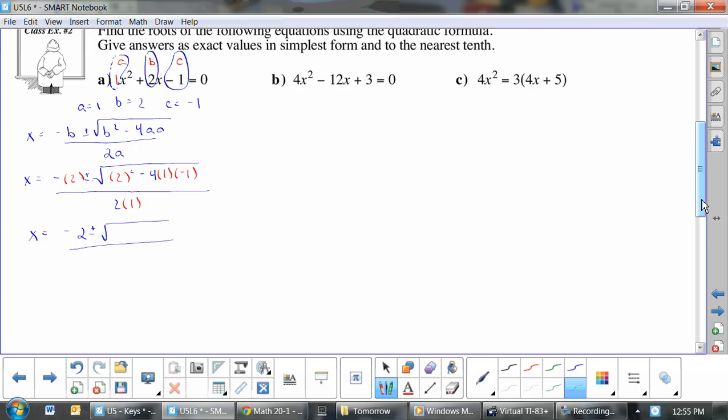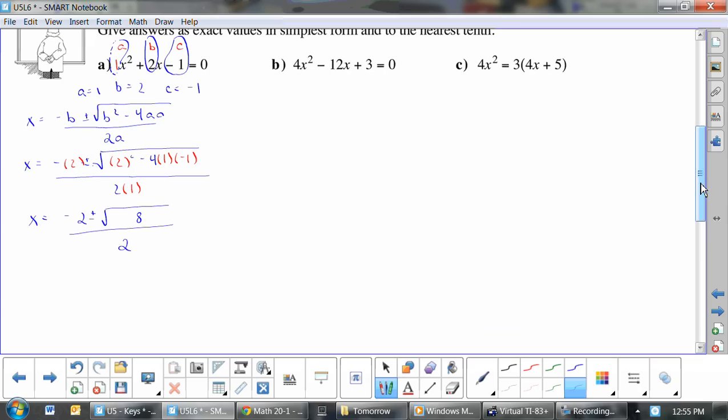Take a seat, Josh. And then... Yeah, Kelsey? Yeah, 8. Because we'll get 4 plus 4, right? And then underneath it, we'll get 2. And so because you've already done the radicals unit, you know that this can be simplified, right? So we'll go negative 2 plus or minus.